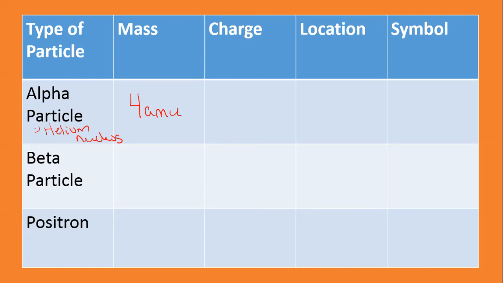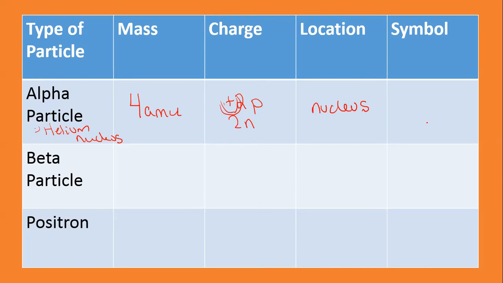Now, what is the charge of an alpha particle? Well, an alpha particle simply has a charge of +2 because you're losing a helium nucleus. So you're losing 2 protons that are positive and 2 neutrons that are neutral, so it's overall going to have a +2 charge. Location. The location of the alpha particle is that it comes out of the nucleus.